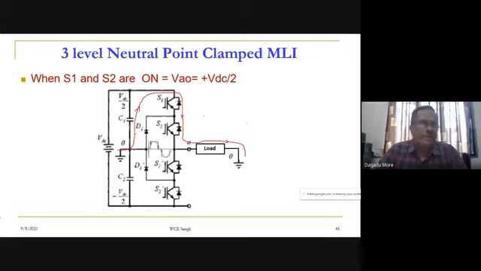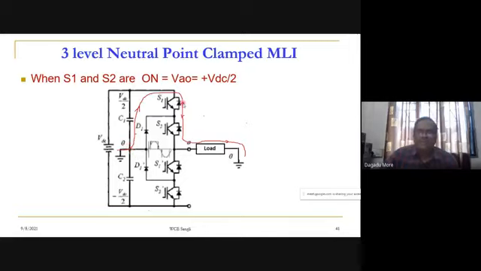Okay, next, let us assume that S1 and S2 are on. We are considering one leg; the same is valid for the other legs. Let us assume that these upper two devices are on, and that our current is positive. Load current positive is from A to O, and this O point and this O point are one and the same. To avoid circuit complexity, I have shown it as ground here and here. So let us assume that the load is connected with respect to point O.